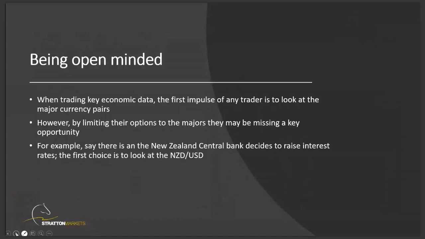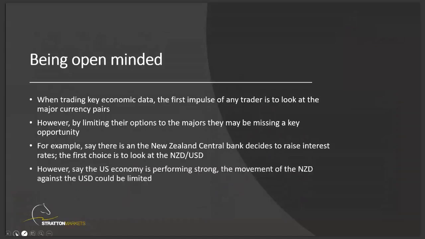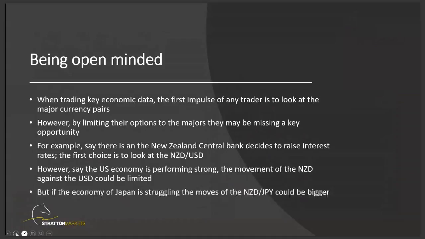Makes sense. However, say the US economy is performing strongly. The movement in that case, even though the Kiwis raised interest rates, as the dollar is performing strongly, the movement on the New Zealand dollar against the US dollar could indeed be limited. However, if the economy of Japan is struggling, the moves of the Kiwi against the Japanese yen could indeed be bigger. So again, opening your mind up and looking at the crosses can give you maybe an opportunity to capture a bigger movement.